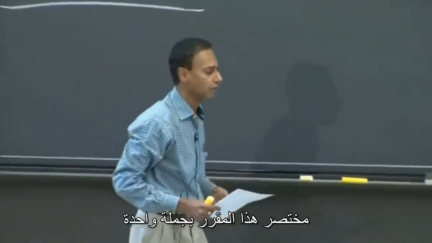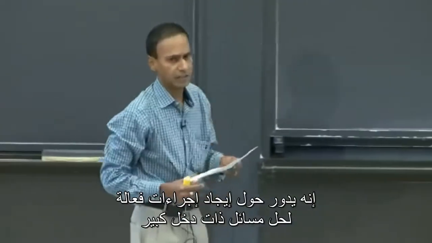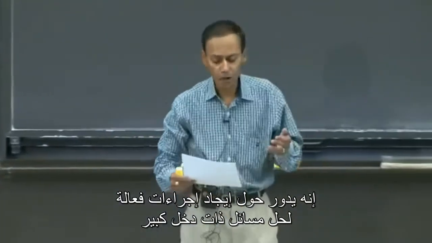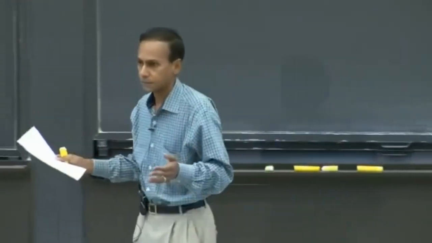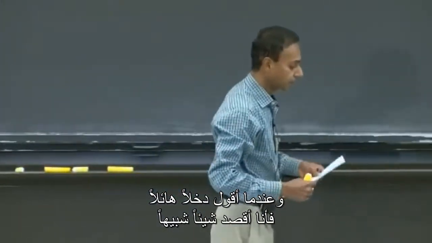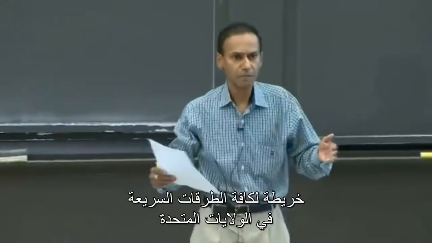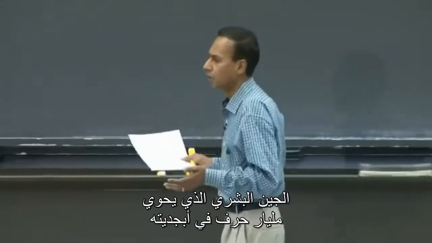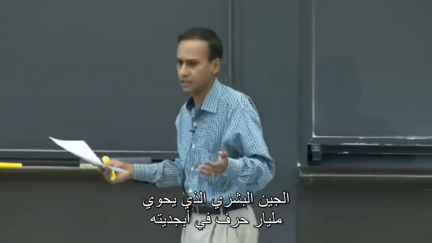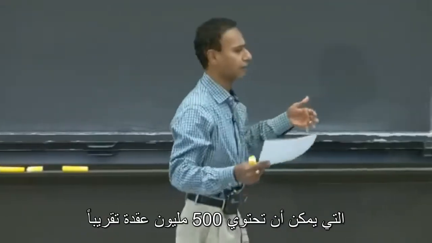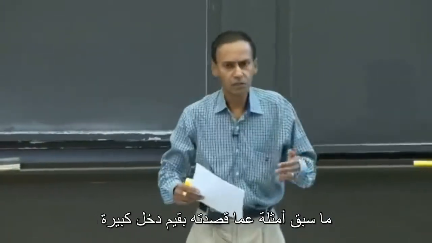So the one-sentence summary of this class is that this is about efficient procedures for solving problems on large inputs. And when I say large inputs, I mean things like the US highway system, a map of all of the highways in the United States, the human genome, which has 1 billion letters in its alphabet, a social network corresponding to Facebook that I guess has 500 million nodes or so. So these are large inputs.